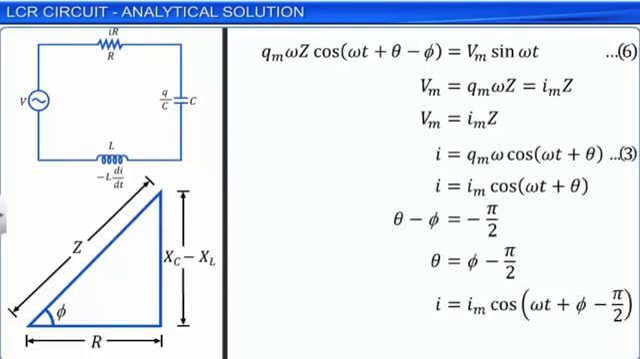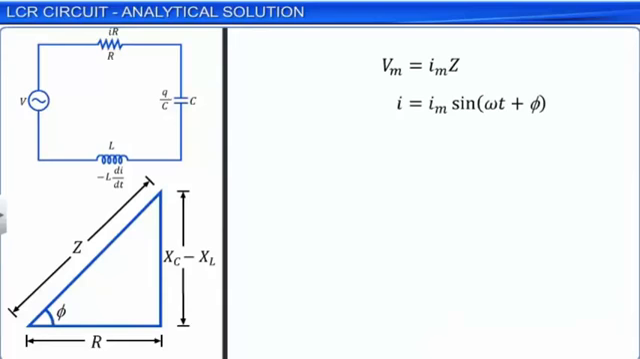To know the maximum value of the current in an LCR circuit, we use the equation for maximum current, Vm is equal to Im Z. Substituting the value of the impedance Z, we get Im equal to Vm by square root of R square plus (Xc minus XL) square.